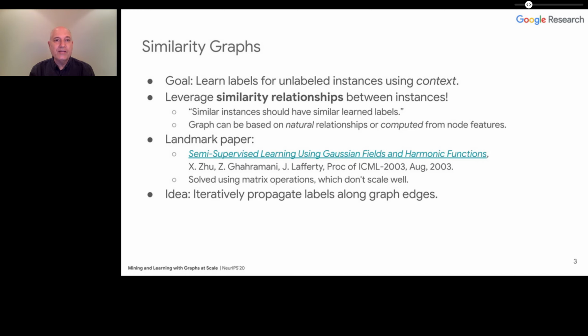17 years ago, there was a landmark paper published that introduced this idea. This paper talked about using matrix operations for solving a system of linear equations based on the Laplacian matrix. Unfortunately, that doesn't scale very well. Their data sets consisted of only up to a few thousand nodes in that paper, and we aim to do learning on a many orders of magnitude larger scale. And so instead of solving these linear equations with matrix operations, we're going to use an iterative approach that approximates it, and we're going to propagate labels along the edges of the graph.